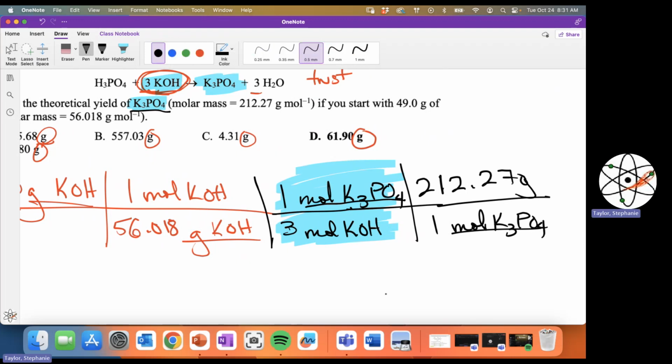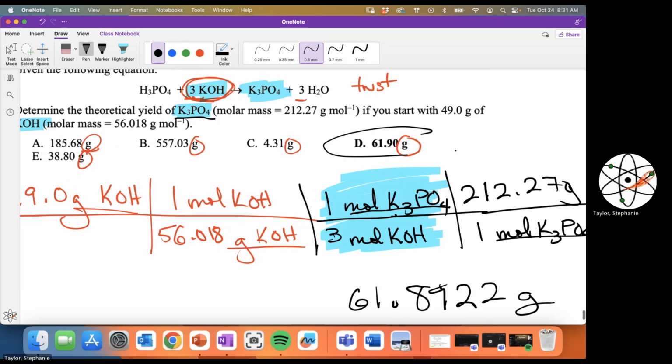The number I get out of my calculator is 61.8922. That's way too many digits, but that's fine. Great, 61.9.